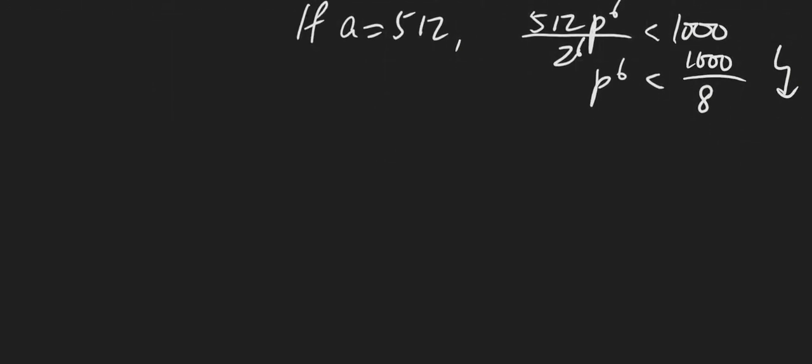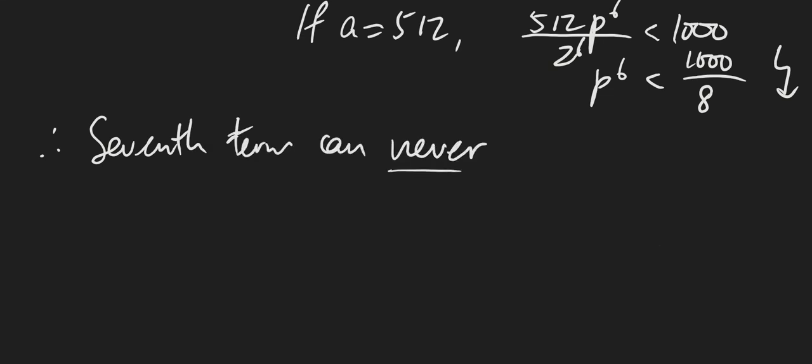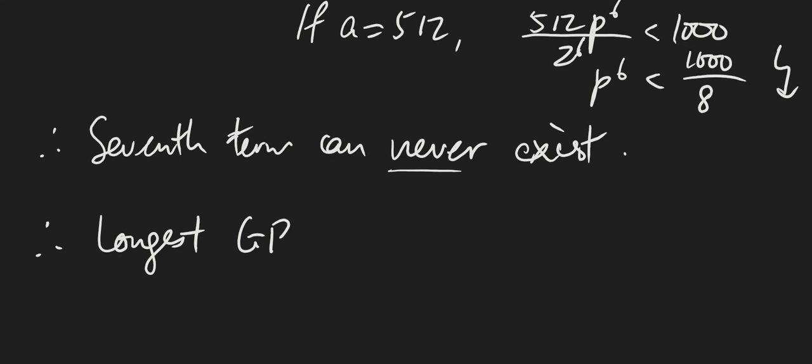So after all of this, we have that the 7th term can never exist. And therefore, the longest GP in the set has 6 elements. And that's the answer for this problem, and the proof we have just done.